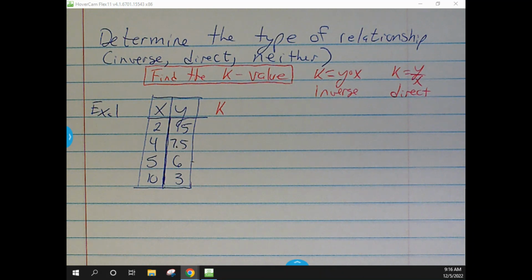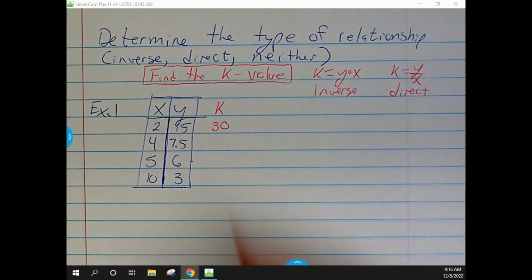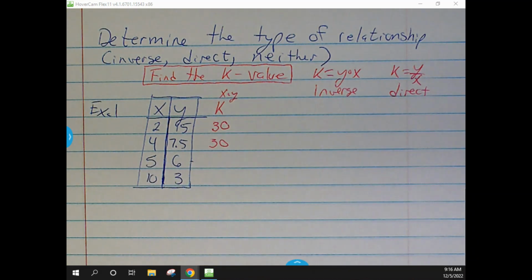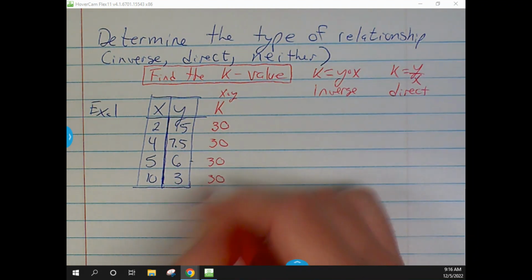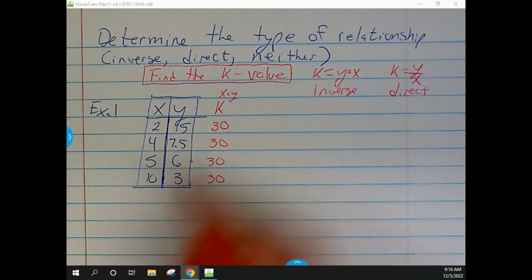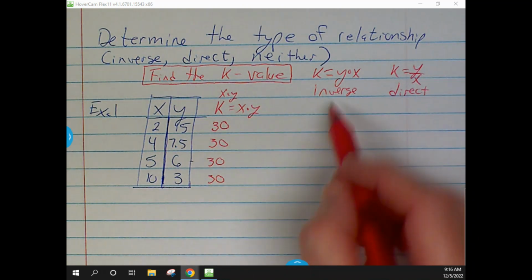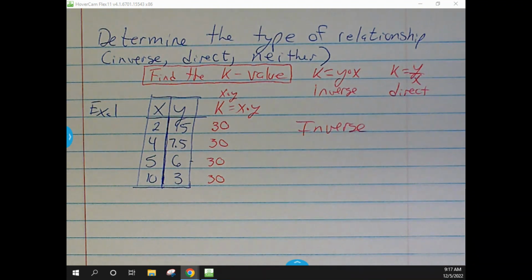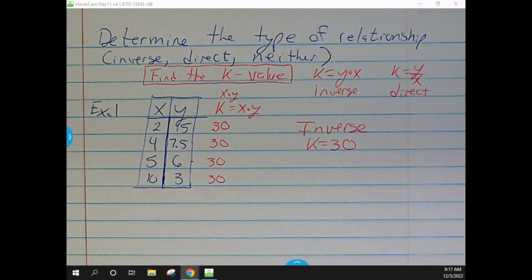All right, so let's go ahead and do the inverse first and see what happens. We've got 2 times 15 is 30. 4 times 7.5 is 30. 5 times 6 is 30. 10 times 3 is 30. The k values are all the same when you multiply x times y. So that means this has to be an inverse function, where the k value is obviously 30.